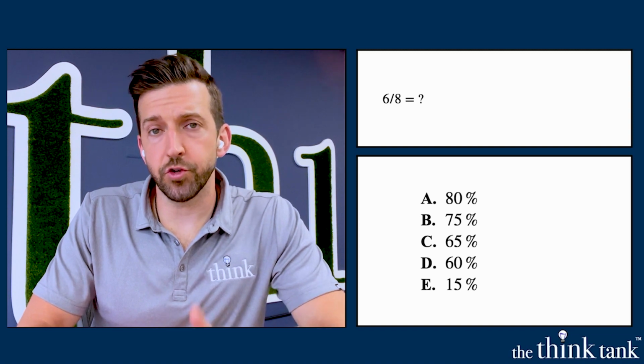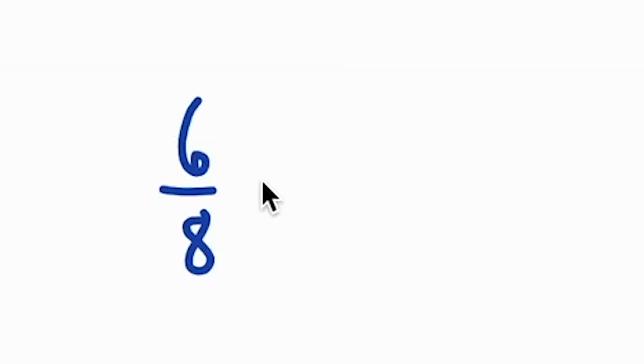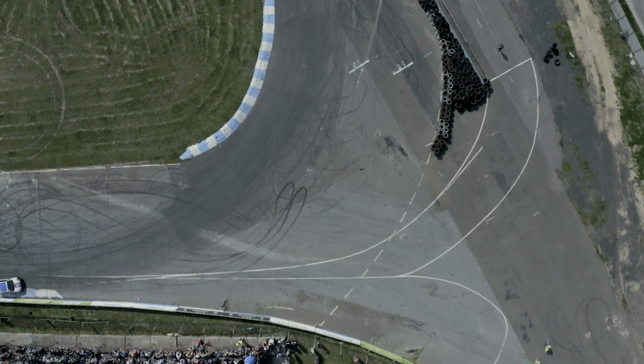But I did mention there's a shortcut that works, and it's nice to look for this because when it works, man, it saves you some time. We've got 6/8. And what I'm going to do first to make my life a little easier is I'm going to simplify that fraction. I can divide the 6 and the 8 both by 2, meaning I could write that as 3/4.